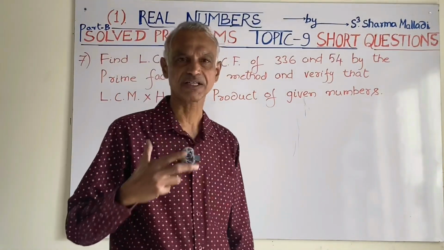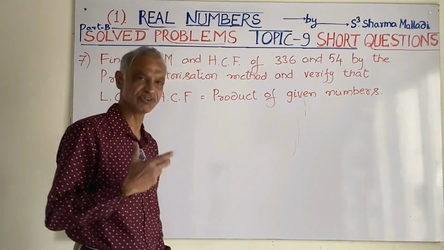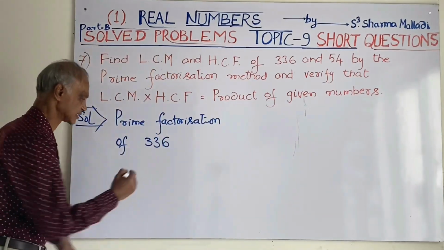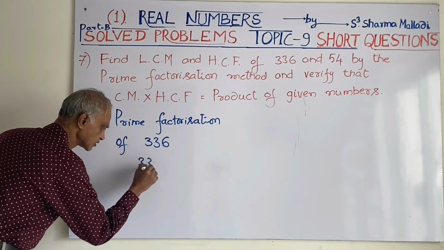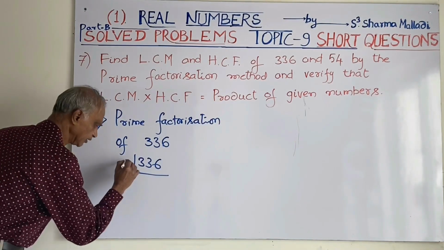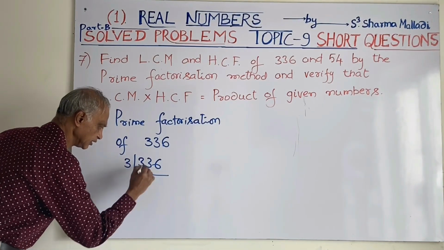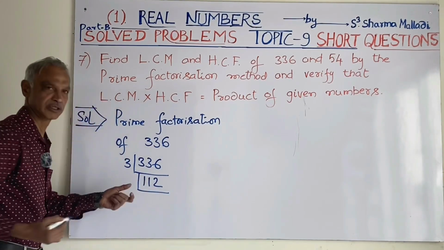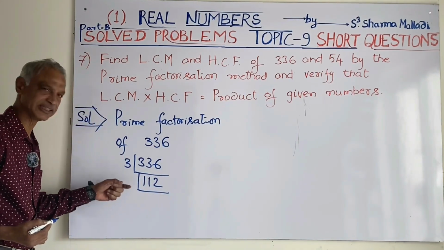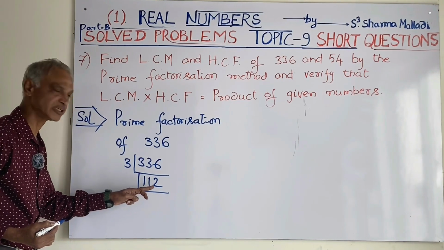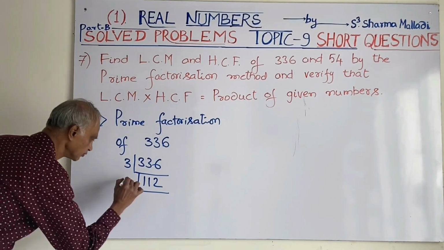Now prime factorization of 336 and 54. Now prime factorization of 336. You take 336, you take 3, 3 ones are 3, 3 twos are 6. Try for 3, 3 threes are 9. 9 means 22. It doesn't go. That's why you have to take 2.